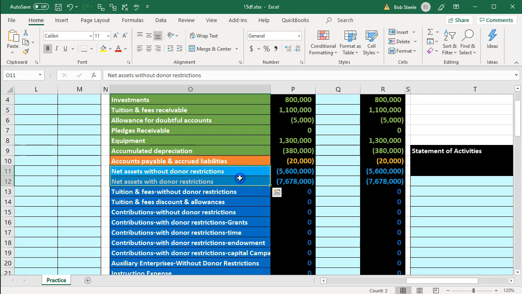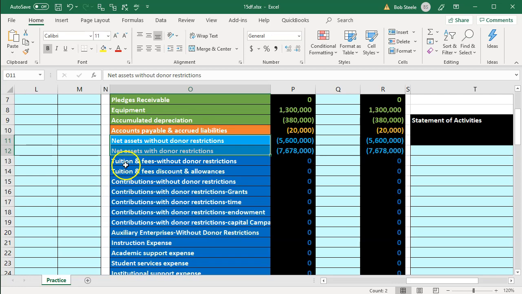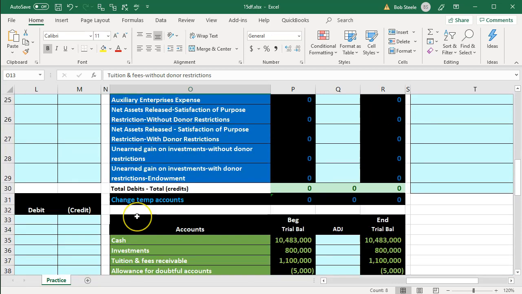The light blue accounts are what would be equivalent to the equity accounts in a for-profit organization, like retained earnings if it was a corporation, or a capital account for a sole proprietor. Here, it's going to be called, of course, net assets. Then under that, we've got what would be similar to the income statement accounts, those temporary accounts that would close out in a for-profit organization to retained earnings, to capital, in our case, to net assets.